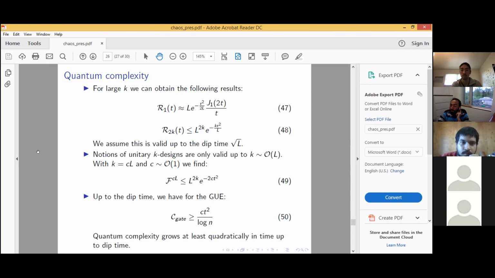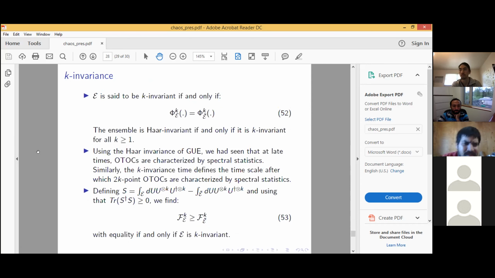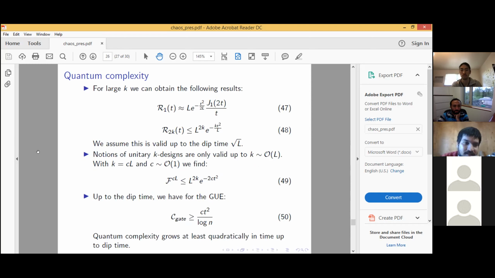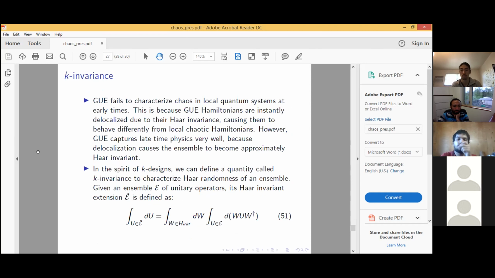Yeah, so this is the last few slides. Now we come back to the concept of K invariance. As we saw, random matrix theory fails to characterize chaos at early times, and that's because the GUE Hamiltonians are instantly delocalized due to their Haar invariance. But as we have seen, random matrix theory can capture the late time behavior pretty well.